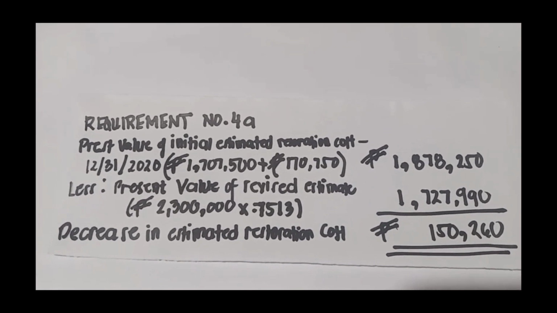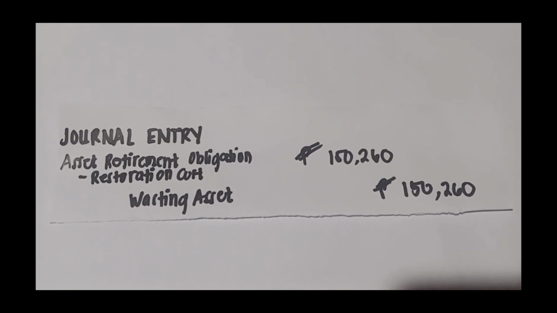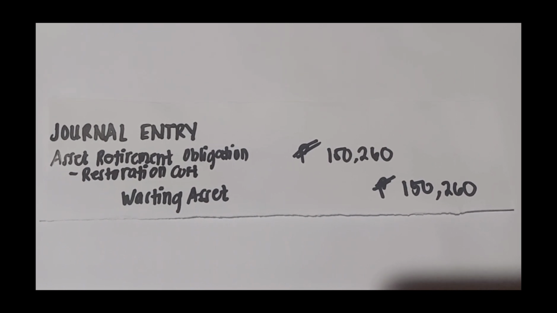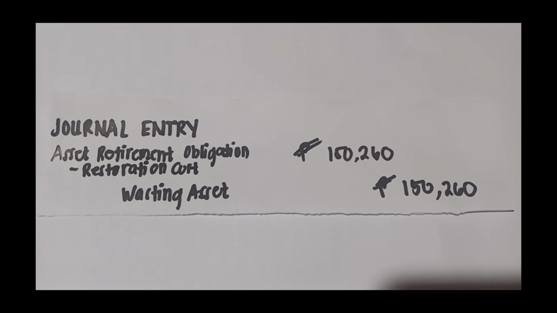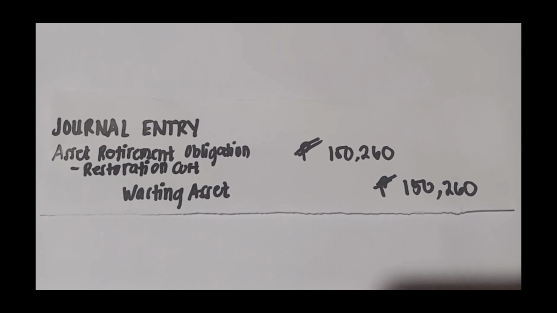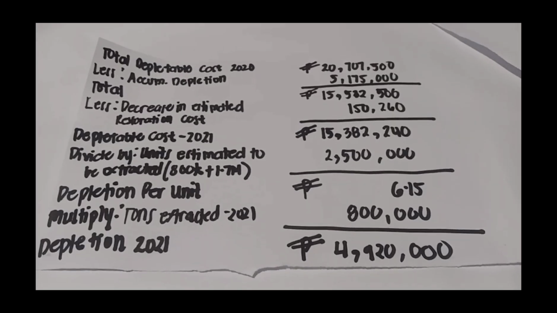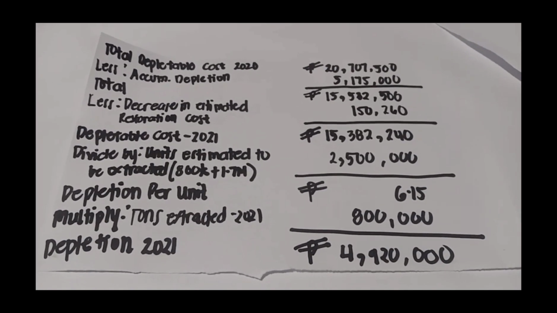So kuan na to nga na is decreased in estimated restoration cost na 150,260. So, ining journal entry na to sa requirement number 4A, ato rang i-debit ag asset retirement obligation or restoration cost na 150,260 og atong i-credit ag wasting asset na 150,260.